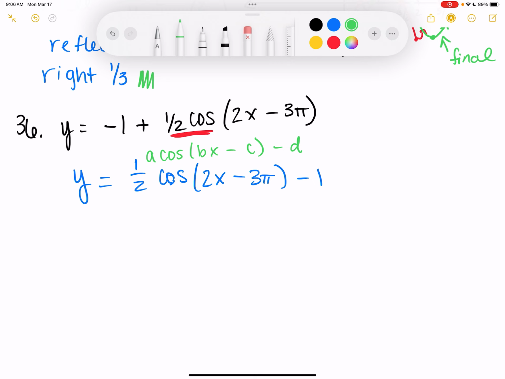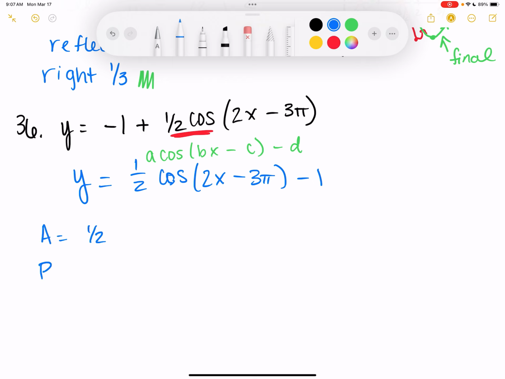I may sometimes, on the quiz or the test, put it at the end. I may leave it in front so that you have to pay attention to where it's going. But know that whatever number directly touches the trig function is the amplitude. Any other numbers out front are the shift up and down, okay? So in this case, then amplitude is 1/2.